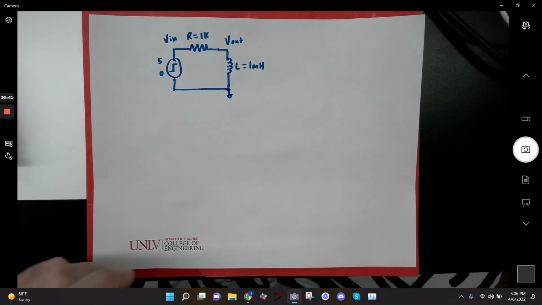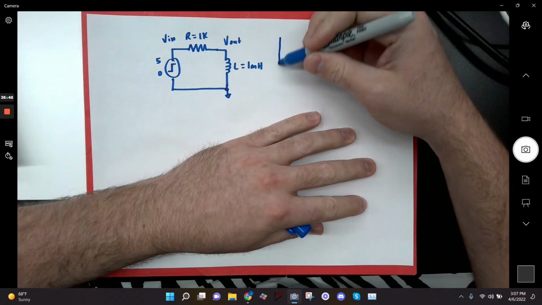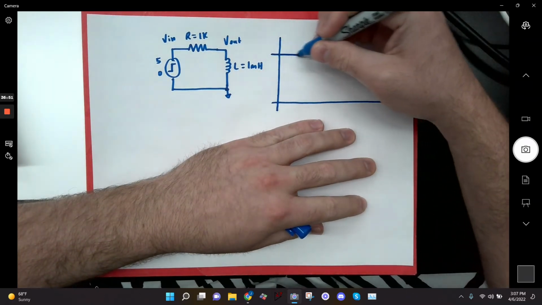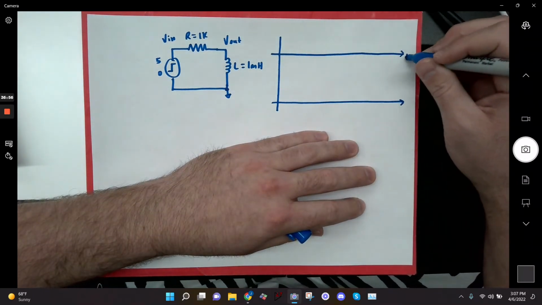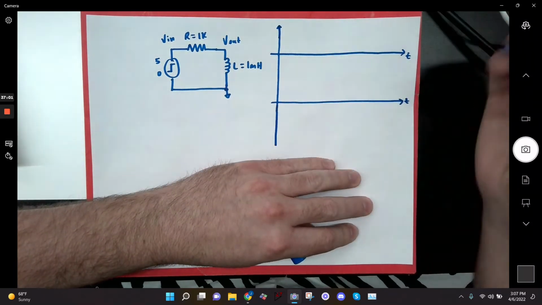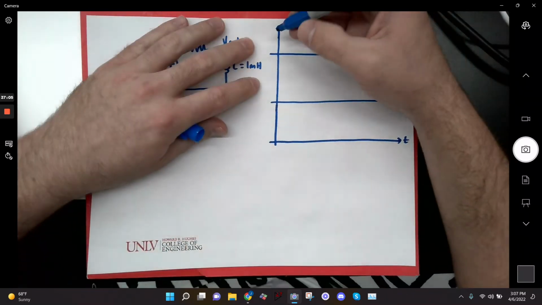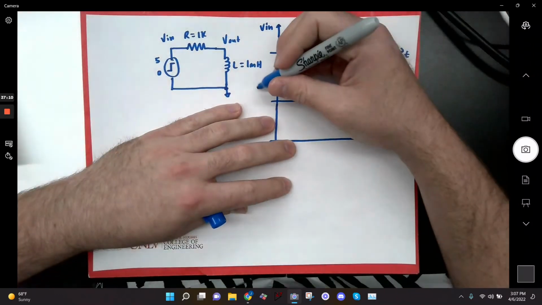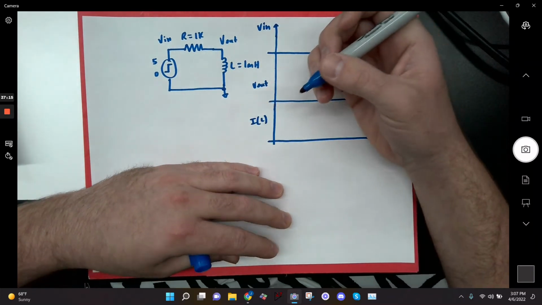So, if I were going to analyze this circuit, I guess the best way to do it is to draw the waveforms. So let me just give myself some input. And I also want to look at the current through the inductor. So I'm going to call this V in. I'm going to call this one V out. And then I'm going to call this one the current through my inductor, okay?